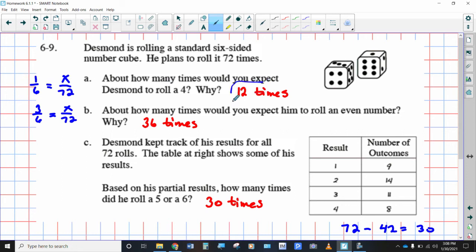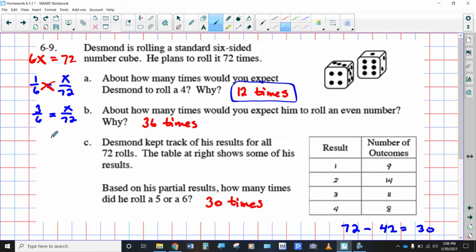So we expect it to be 12 times. And if you're not quite sure, you can always do the cross multiplication. 6 times x is 6x. 1 times 72 is 72. And when you take 72 divided by 6, that's going to give you your value for x, which is 12.